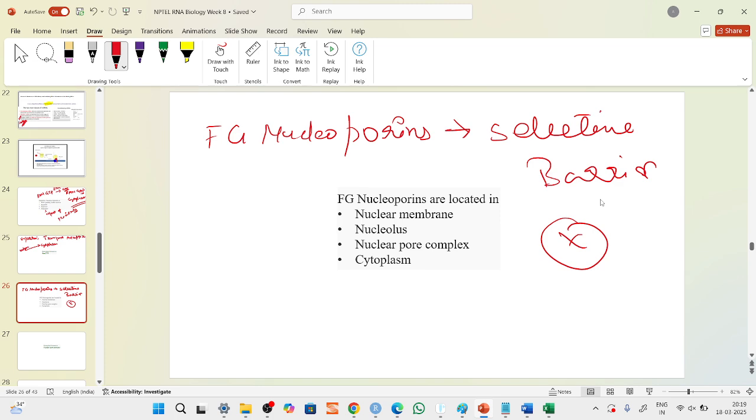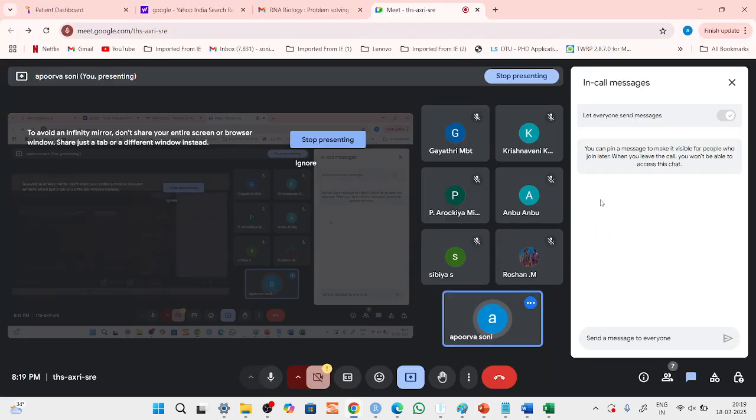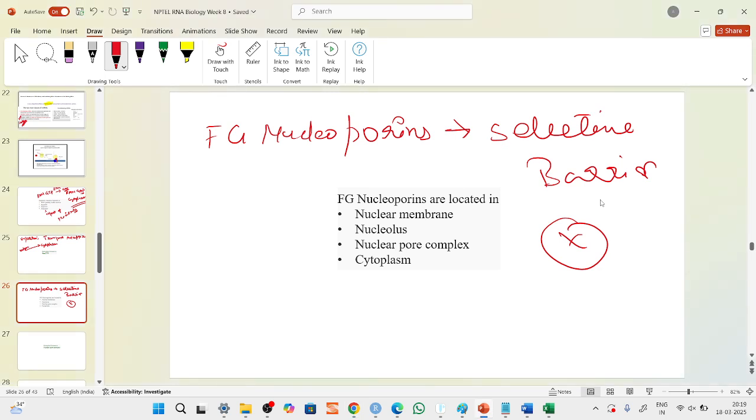phenylalanine and glycine, are specific and act as a selective barrier, and they contain the FG repeats, that means phenylalanine glycine repeats, which create a mesh-like structure that regulates the passage of molecules between the nucleus and the cytoplasm. So this phenylalanine and glycine acts like a mesh-like structure, and it restricts the passage of anything and everything between the nucleus and the cytoplasm. So this is the answer. The correct answer is nuclear pore complex.